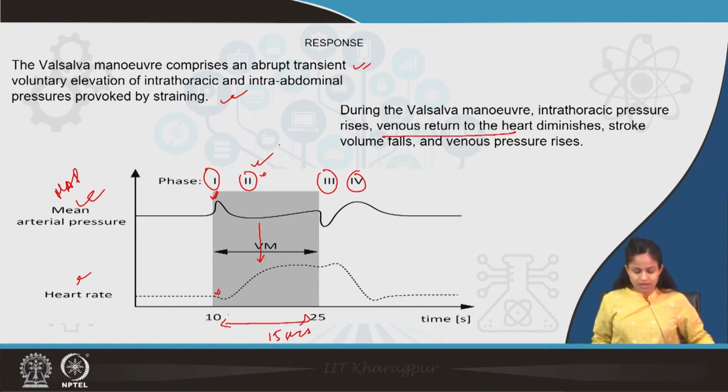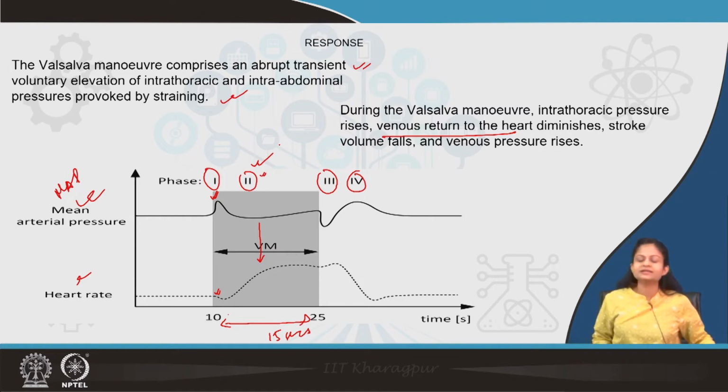phase 2. Now, in the later part of phase 2, there is a slight increase in the blood pressure. This slight increase in the blood pressure is because of the baroreflex mechanisms, the baroreceptors which are sensing the change in the blood pressure.